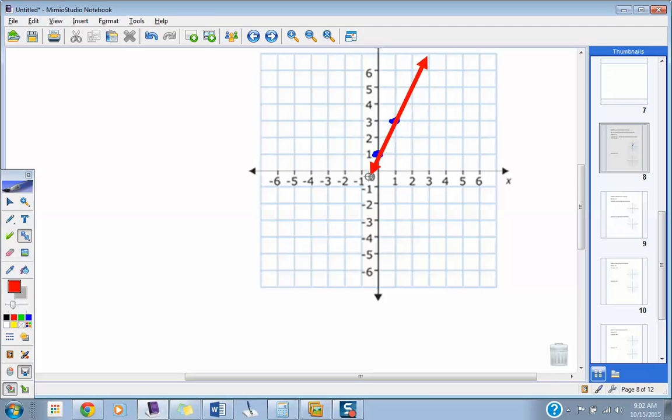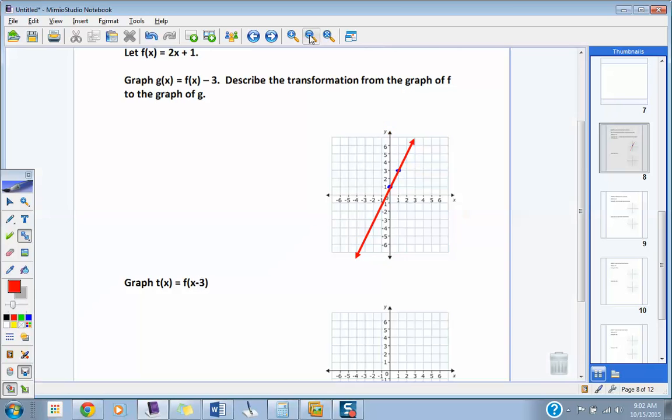Tell me if you agree with what I have and what you have here. You guys agree with that? Everybody agree with that? Again, the y-intercept is 1, and then the slope is 2 for this original function, isn't it? Everybody agree? Okay.